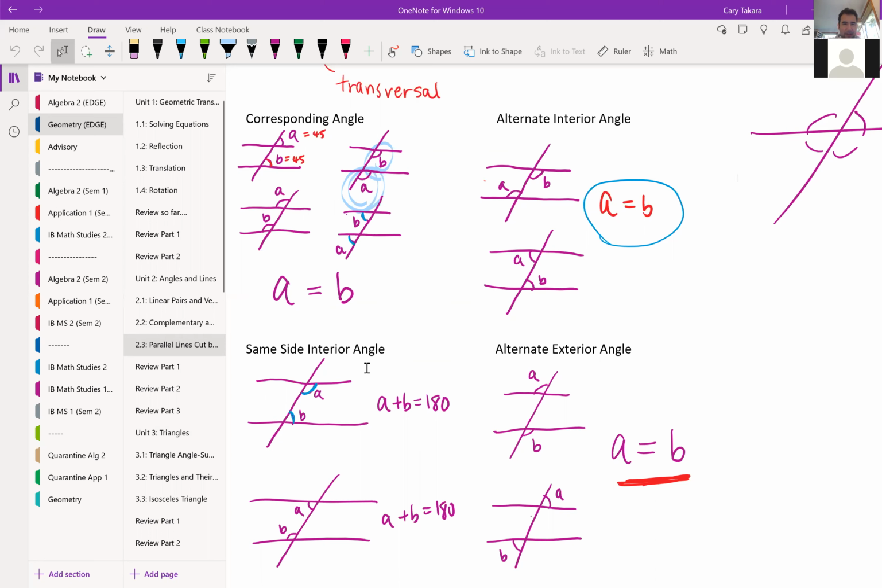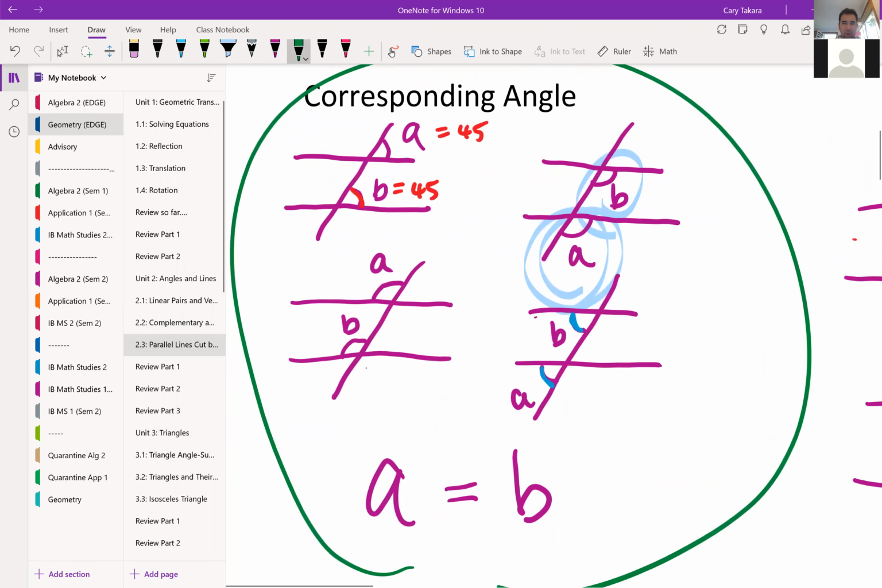Corresponding angles are these ones. It could be one of those four things, but do you see the common feature of corresponding angles? A and B are always on the same side, isn't it? Okay. And then one is always outside of the parallel lines, and one is always inside of the parallel lines. Isn't that what's common in all of them? One is outside, one is inside the two lines.